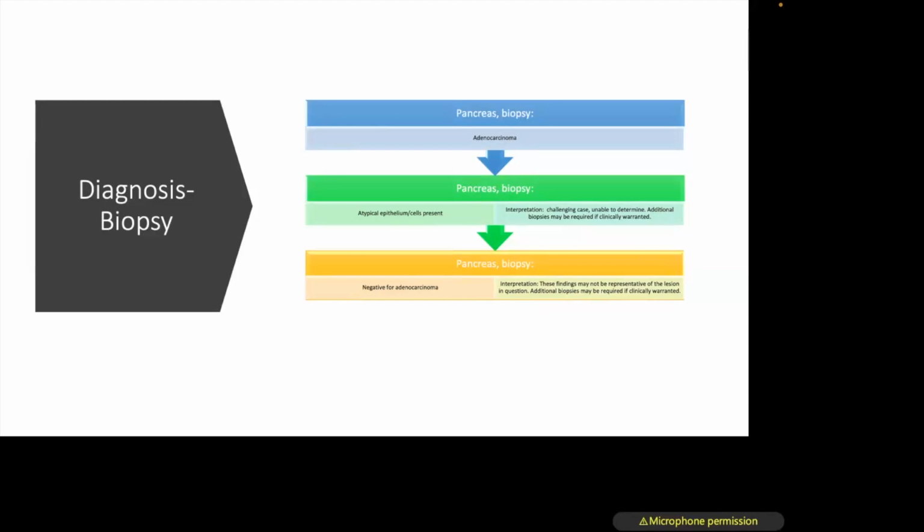We usually recommend additional biopsies if we see atypical epithelium or cells present. And for a non-diagnostic pancreas biopsy, we just say that these findings may not be representative, especially if there's a cystic lesion, like an IPMN, where it's hard to actually get epithelium. So we'll recommend another additional biopsy.